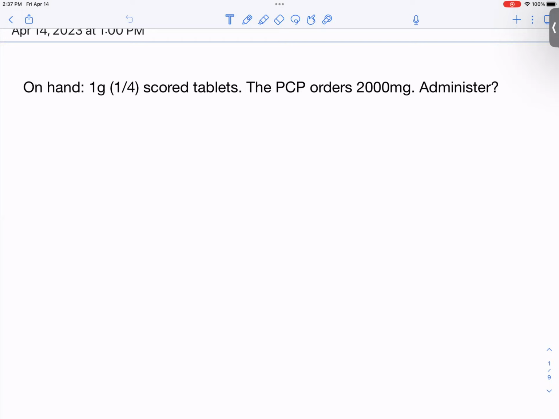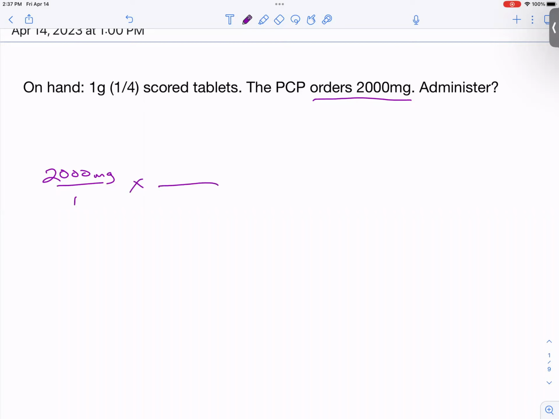All right, so remember, when it's a one factor question, we always look for that doctor's order or the prescriber's prescription. And that's what we start with, our given. So the PCP orders 2,000 milligrams. So I start with 2,000 milligrams. You can put that over 1 or leave it blank. I like to put it over 1.